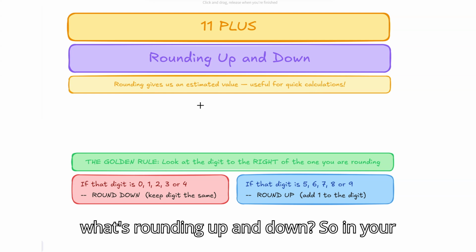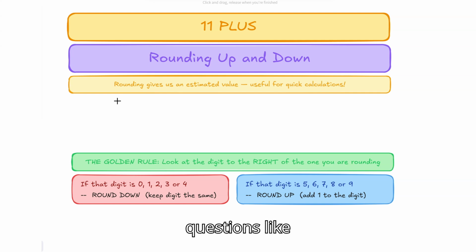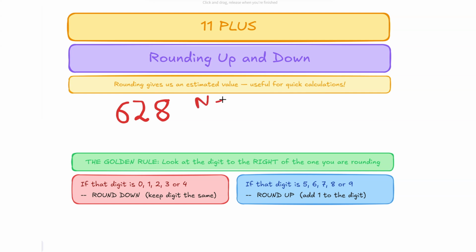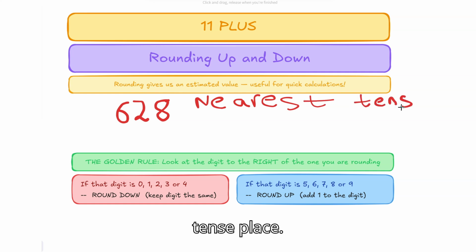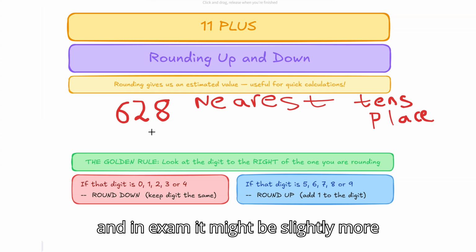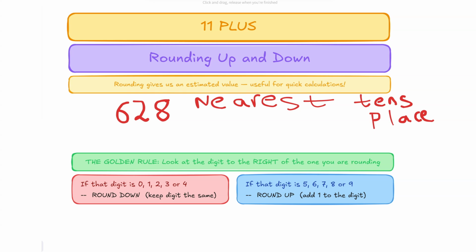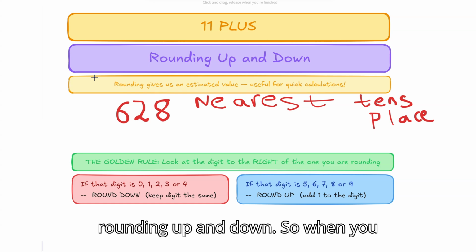So, what's rounding up and down? In your exams, you will normally get questions like: round 628 to the nearest tens place. This is just an example, and in the exam it might be slightly more difficult than this, but it's a good example to start understanding what rounding up and down is.